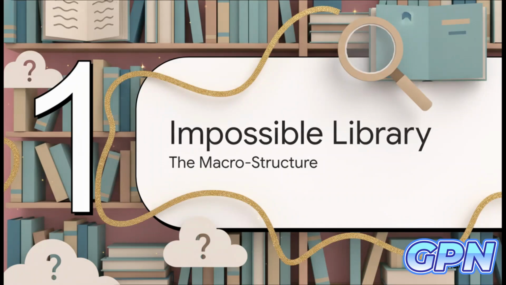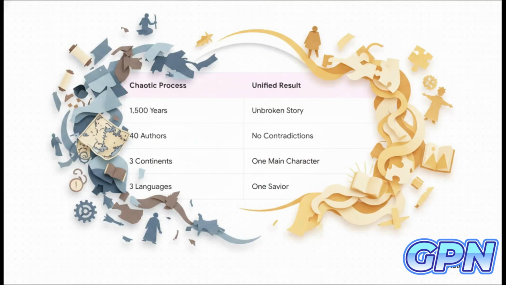All right, part 1, the Impossible Library. Let's take a look at how we group these books to understand the macro structure, and definitely keep your eyes peeled for that golden thread tying it all together. This really hits the nail on the head regarding the central thesis of the text.